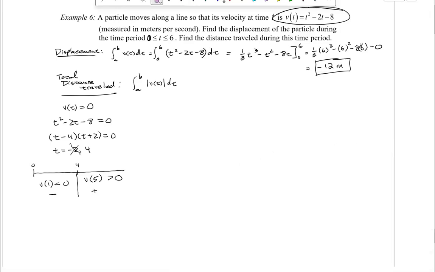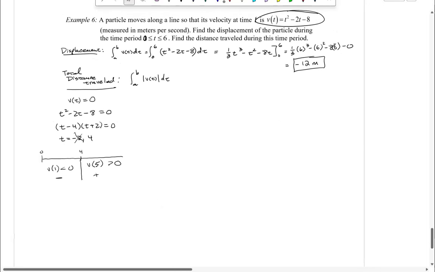And you're probably noticing the velocity function is a parabola. I'm not going to sketch this beautifully, but it's going to look something like this. If we put 4 right here, I think our y-intercept is a negative 8, maybe around there.